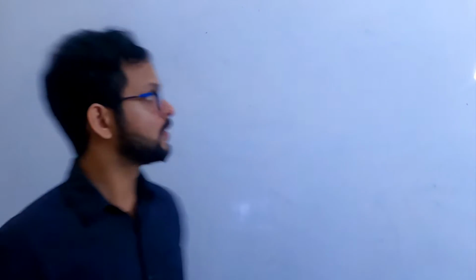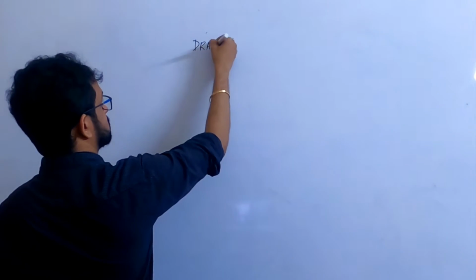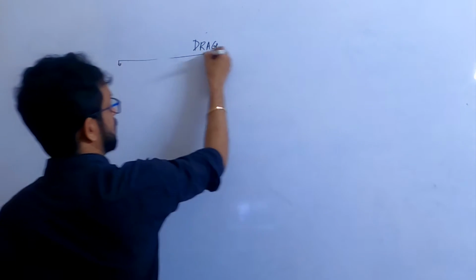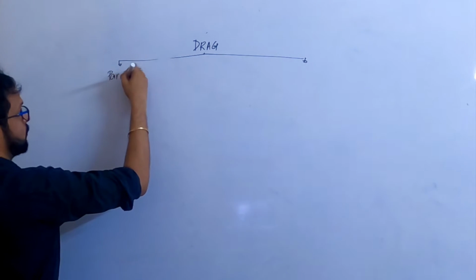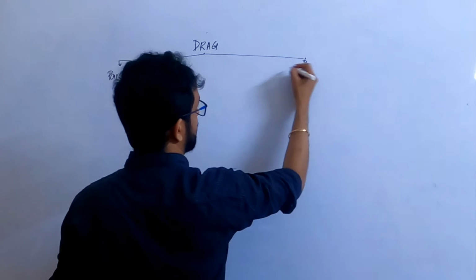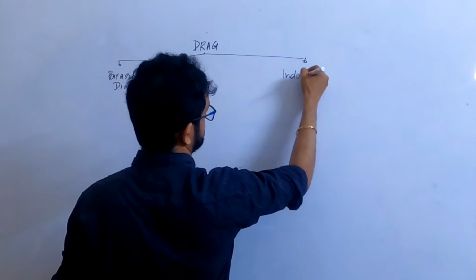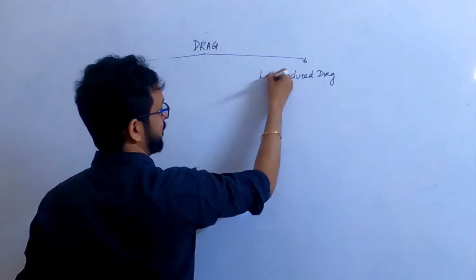Alright, so yesterday we were discussing drag. That's where we stopped, discussing two types of drag. Yes, Anuj, what are the two main types of drag that we have on the aircraft? Sir, parasitic drag and induced drag. That's right. So we have parasitic drag and we have induced drag. By induced drag we mean it is a lift induced drag, right?